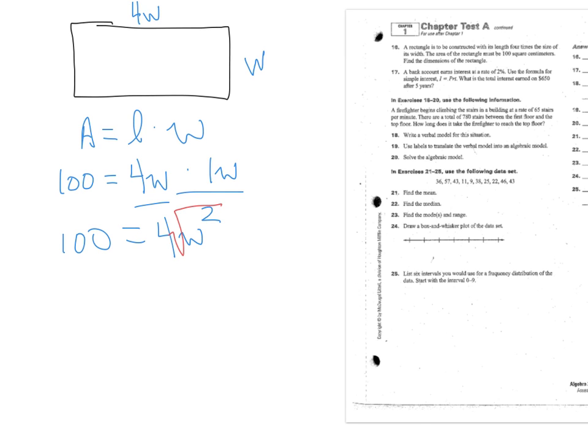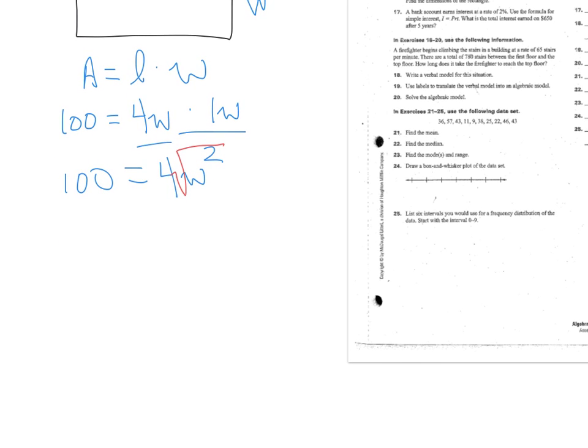Now number 17, just going to scroll down a little bit. You can kind of look at your paper that you have. It says a bank account earns an interest rate of 2%. Use the formula for simple interest, I equals P times R times T. What is the total interest earned on $650 for 5 years?